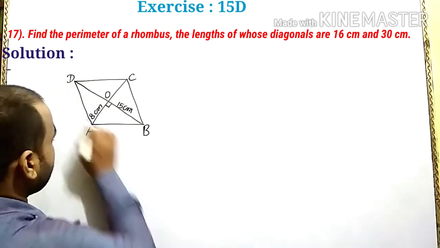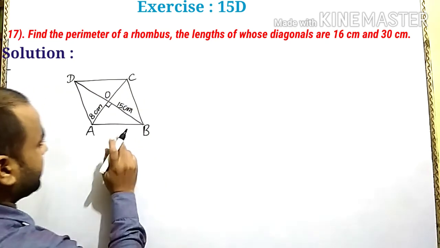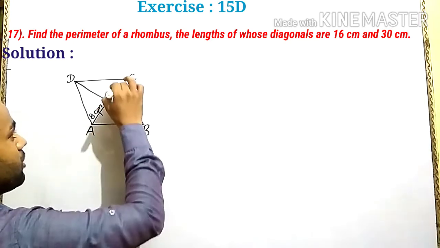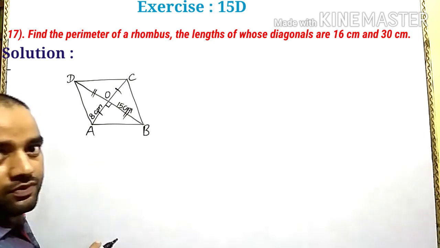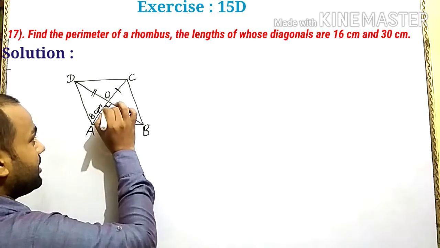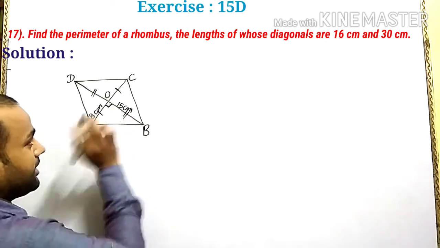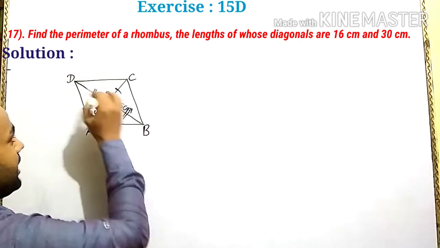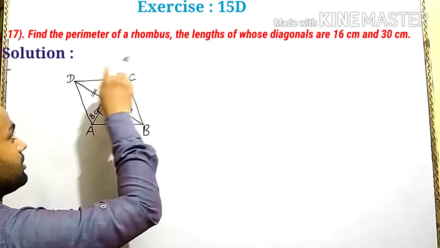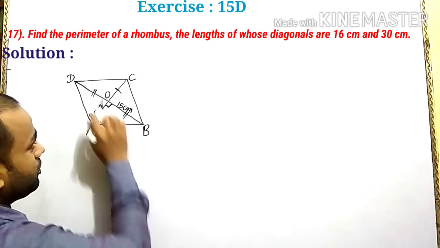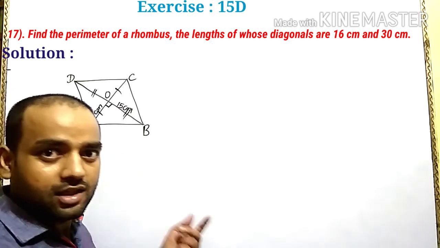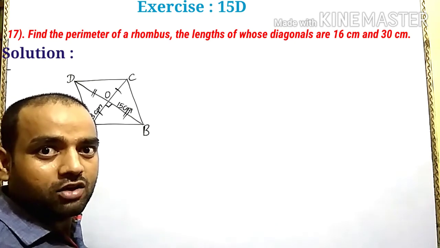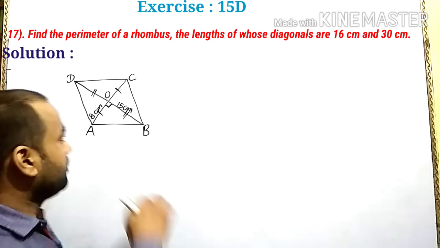Means diagonals here AC and BD bisect, means OA is equal to OC and OD is equal to OB. At right angle means here angle AOB is 90 degree, also angle AOD is 90 degree, angle COD is 90 degree, and BOC is equal to 90 degree. Remember this point always. Is it clear? We know that the perimeter of a rhombus is equal to 4 into side. So here find any one side.